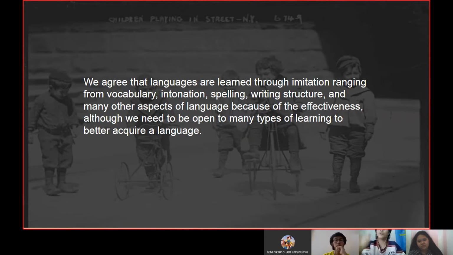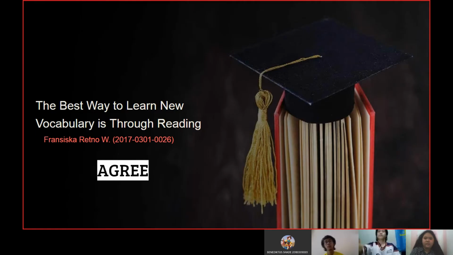Then, to conclude, we agree that languages are learned through imitation, ranging from vocabulary, intonation, spelling, and writing structure to many other aspects of language, because of its effectiveness. Although, we need to be open to many types of learning to better acquire a language. Thank you. The next statement will be presented by my friend Chika.